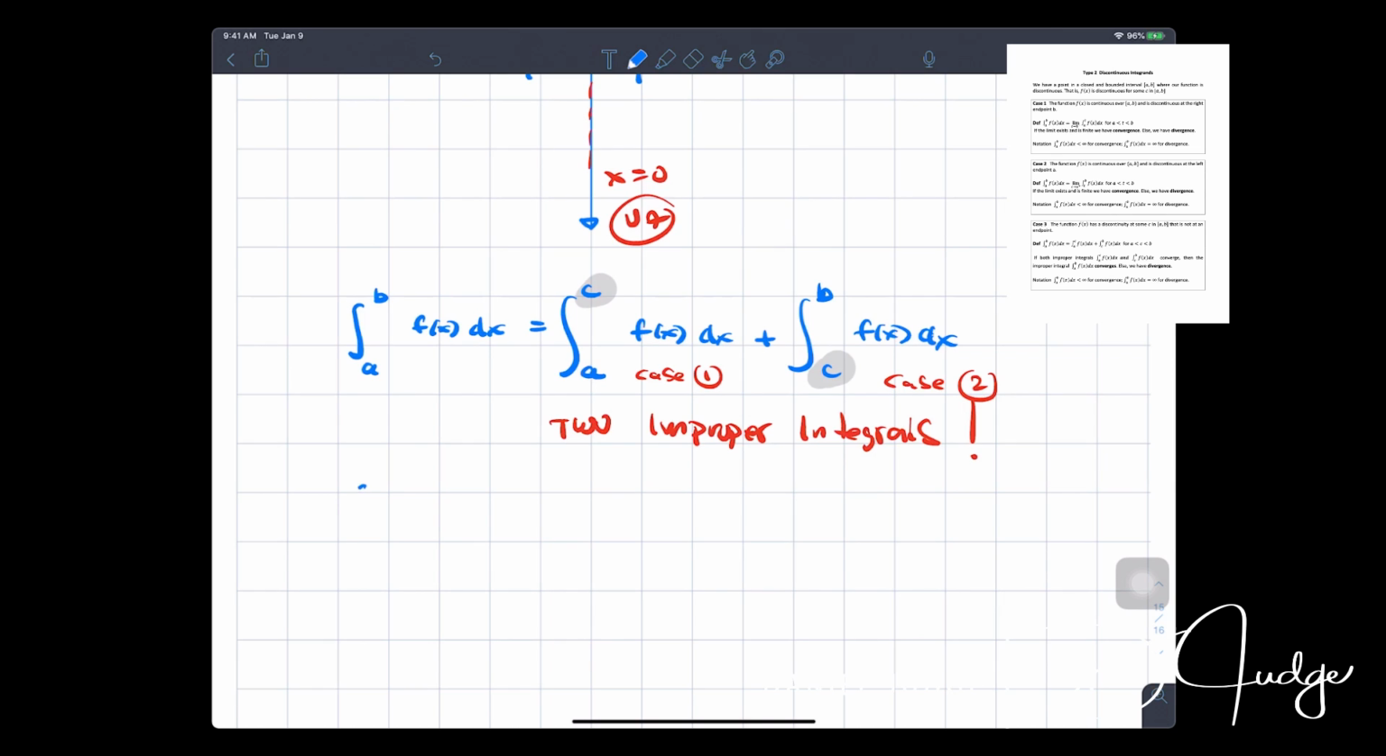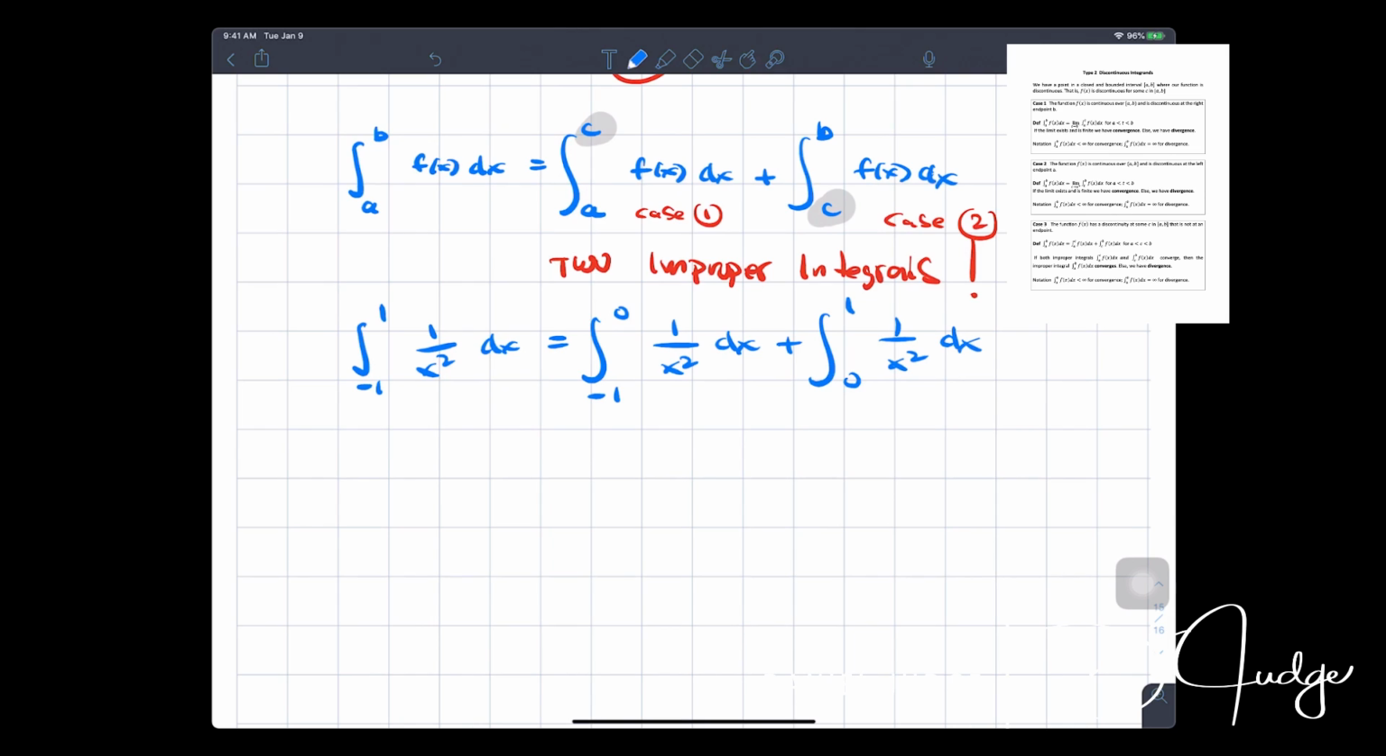So, to integrate from -1 to 1, 1 over x squared dx, this is now the integral from -1 to 0 of 1 over x squared dx, plus the integral from 0 to 1 of 1 over x squared dx. Okay, we got 2 to work on. So, I don't know which one you guys want to do first. Let's do the one on the left, I guess. Working left to right.